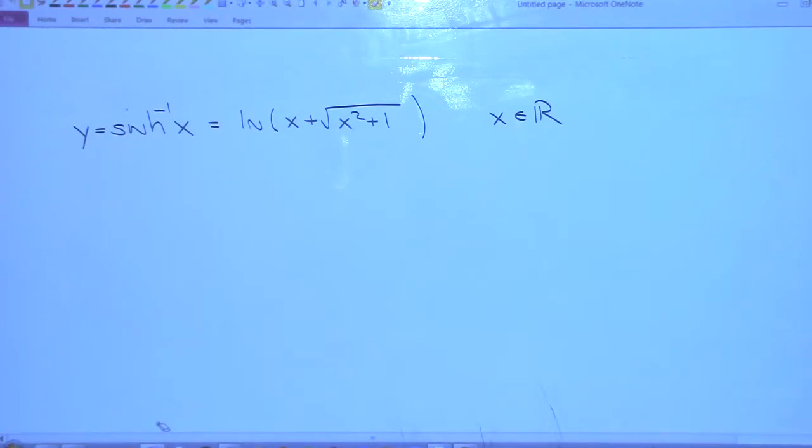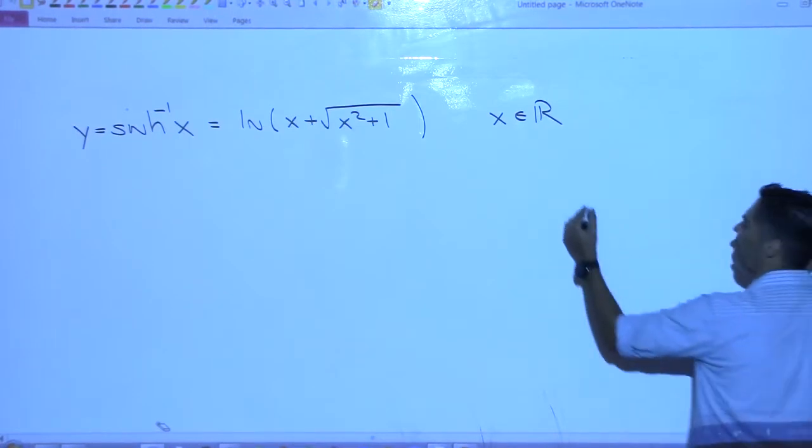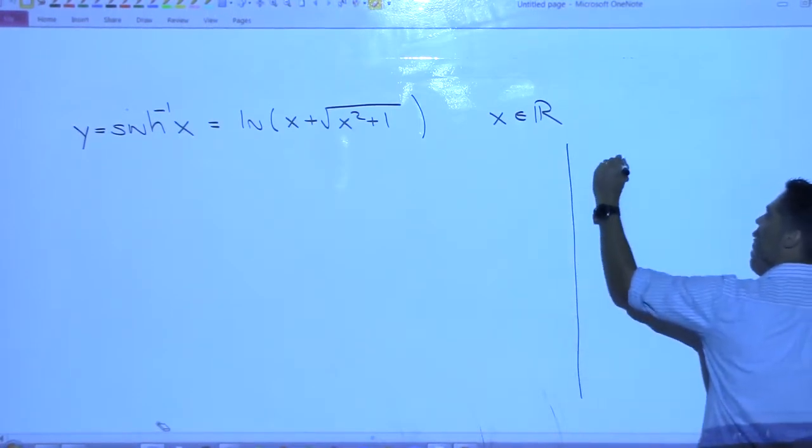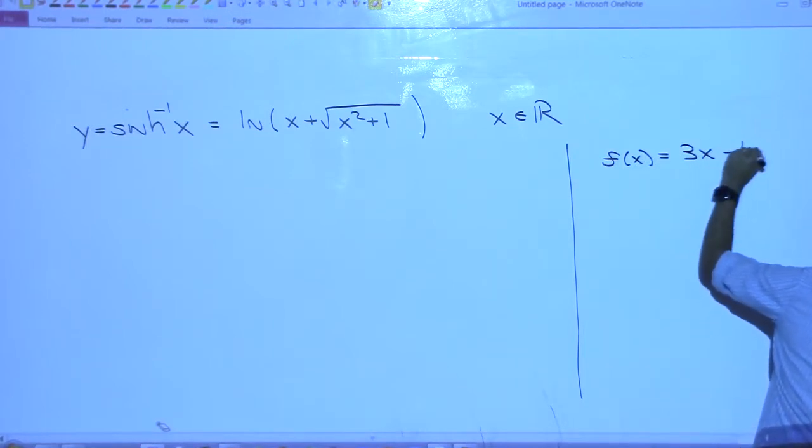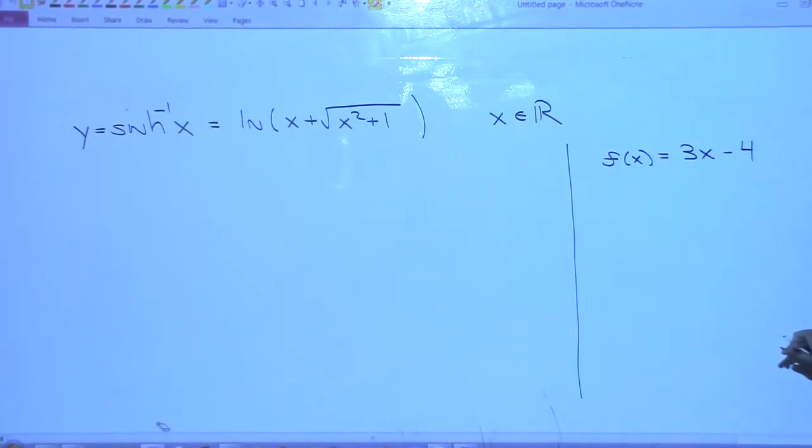All right, so I really like this example. So before we do it, I just want to make sure everyone remembers how you find the inverse of a function if somebody gives you a function. And I'm going to give you a very basic example from college algebra. Let's say you're given a function f of x equals 3x minus 4, and you're asked to find the inverse function.